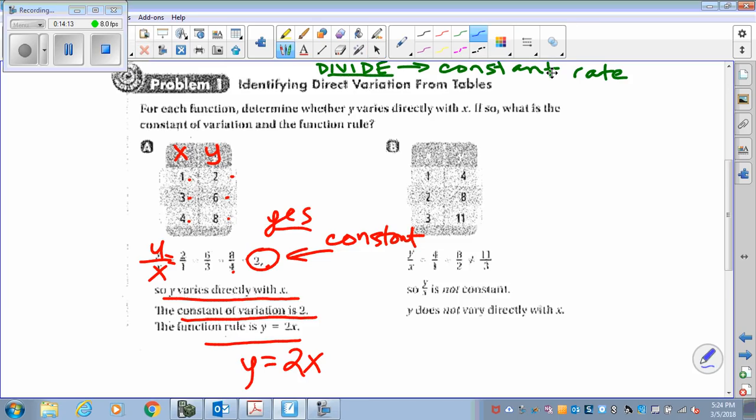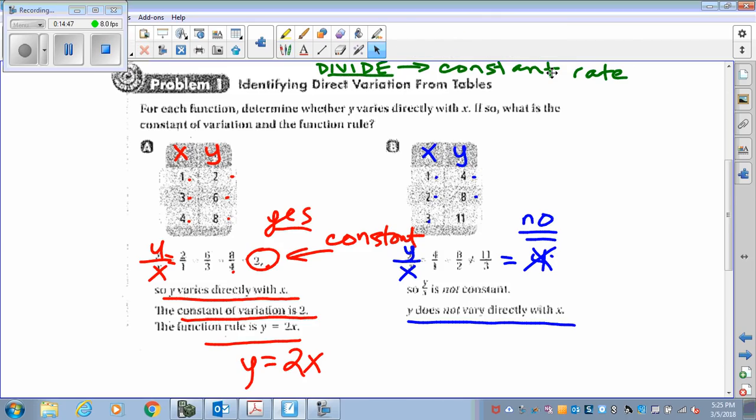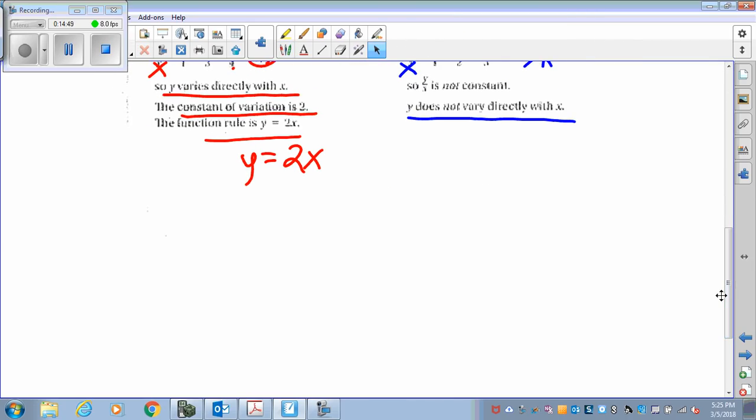And then over here, I've got x's and y's, right? And I want to see if it is going to vary directly, so I'm going to divide. I've always got to have y over x. So 4 divided by 1 is 4. 8 divided by 2 is 4. 11 divided by 3 is not 4, right? So that would be no. All right, they all have to have the same constant, so it does not vary directly. Excellent.